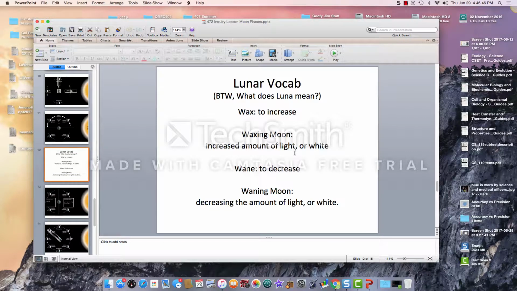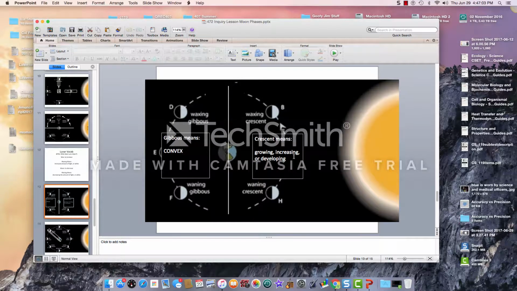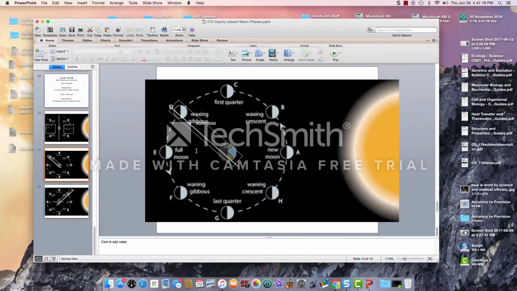Make sure tonight you review on your own independently on the web what the meaning of luna is. You should also know here that wax again means to increase. A waxing moon is increasing the amount of light or white. Waning is decreasing the amount of white or light. Crescent again means to grow or increase, like a sliver getting larger. Gibbous is convex, like a mirror, or rather like a lens, bulbous on both sides.